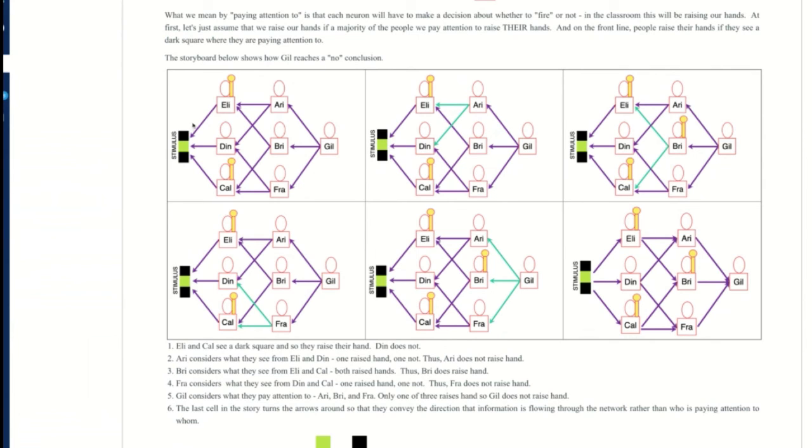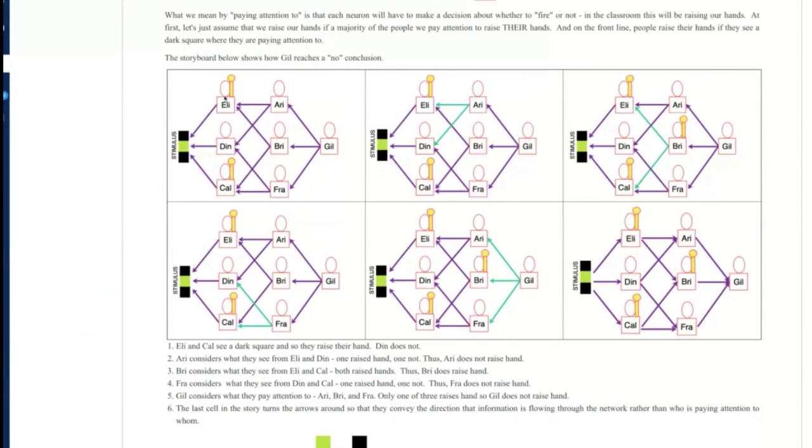Nothing? So is it kind of like a yes, no? I know there's a threshold, but in this case, we didn't address that here. So we're just treating it as if the majority of the people I'm paying attention to raise their hands, then I raise my hand.